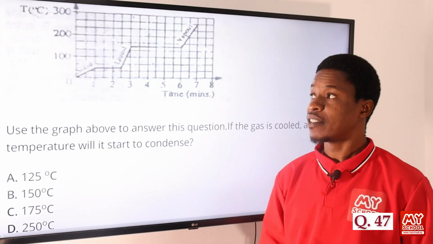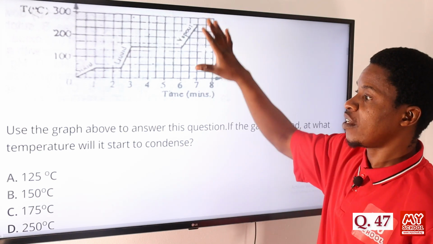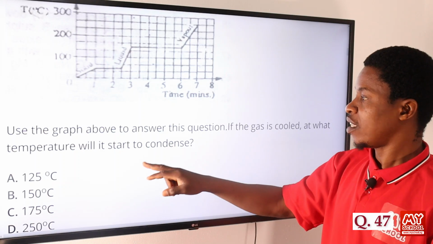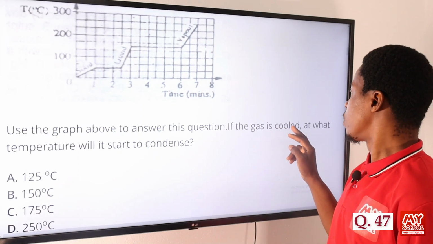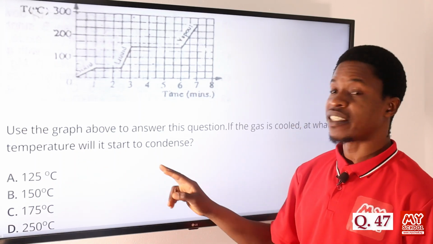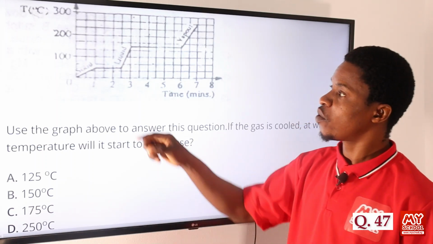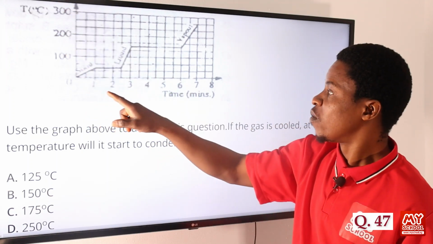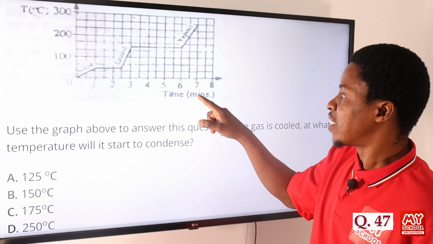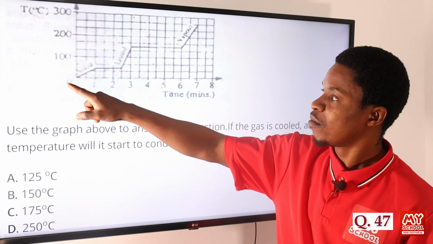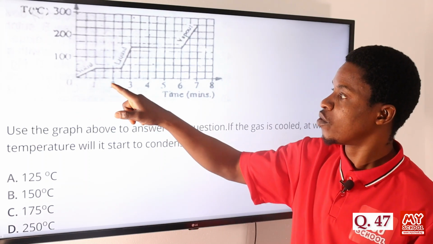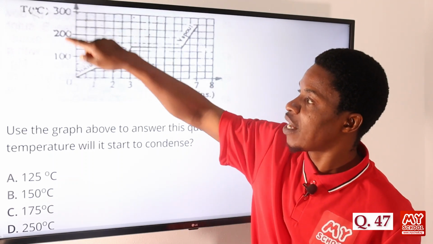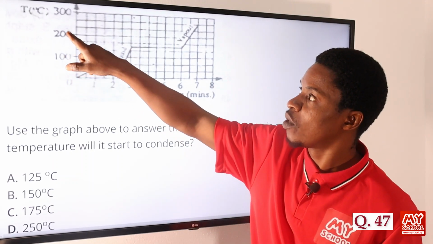Question number 47. We have a graph here and we're told to use the graph above to answer this question. If the gas is cooled, at what temperature will it start to condense? So from this point, we have temperature on the y-axis, and on the x-axis, we have time in minutes, 0 to 1, 2, 3, 4, 5, 6, 7, and 8. And on the y-axis, we have 0 to 100, 200, 300.